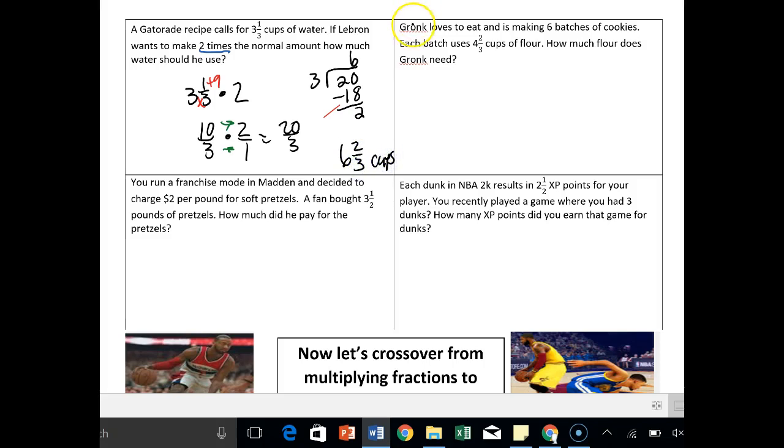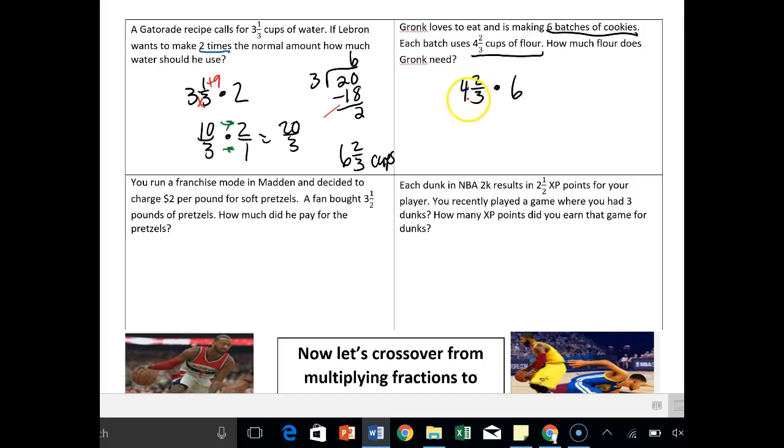All right. Rob Gronkowski loves to eat and is making 6 batches of cookies. Each batch uses 4 2/3 cups of flour. How much flour does Gronk need? So think about it. Each batch is using 4 2/3, but he wants to make 6 batches of cookies, right? If I just made one batch, my answer would be 4 2/3. If I made 2 batches, it would be this plus 4 2/3, or this times 2, right? 6 batches, I want to say times 6, right?